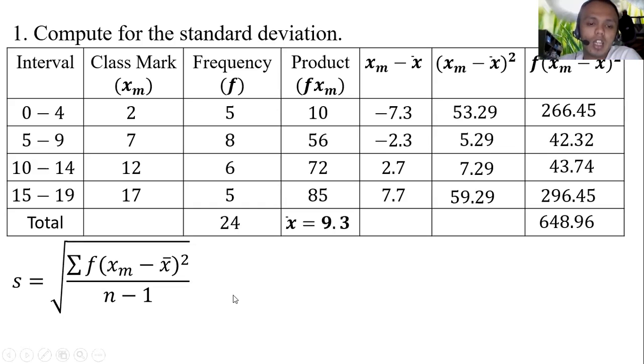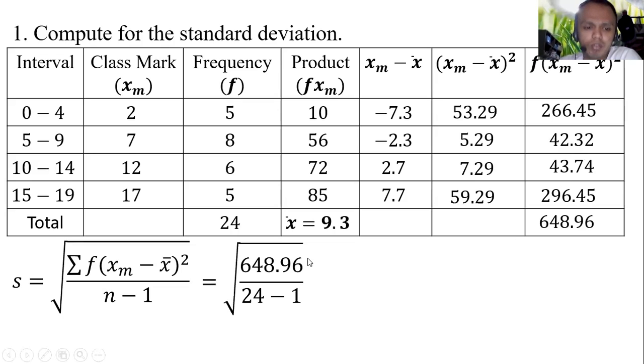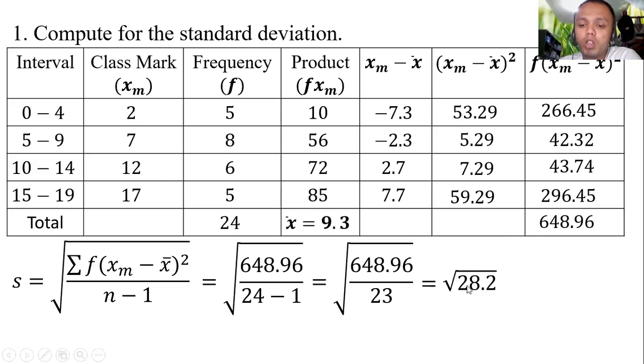Then now, we add all of them. All in all, we have 648.96. This is the summation, all over 24, sorry, the total number of frequency 24 minus 1 is equal to 23. Then we divide, that would be equal to the square root of 28.2, because 648.96 divided by 23 is 28.2. Then get the square root, then your standard deviation is 5.3.